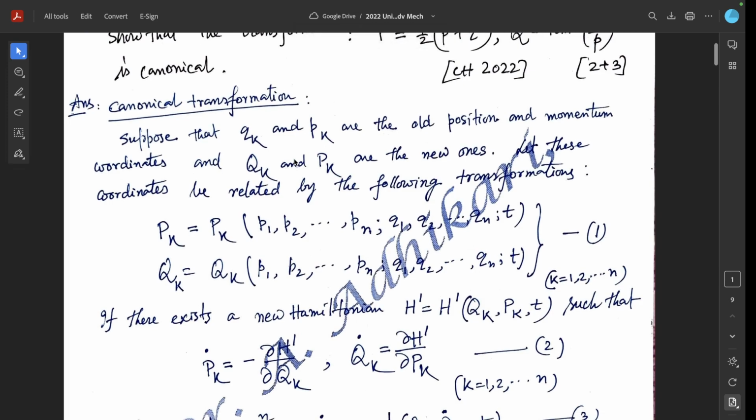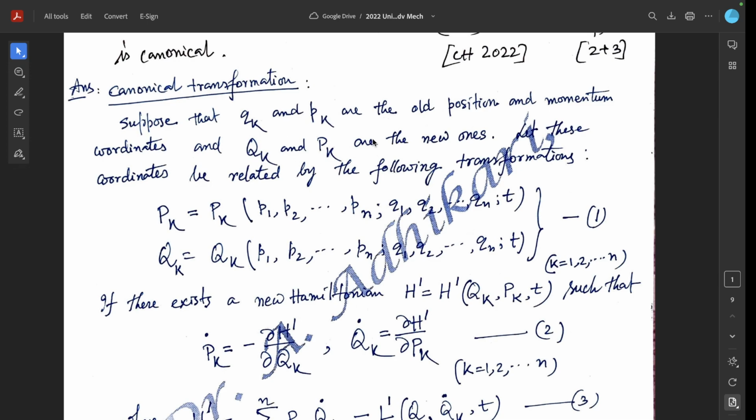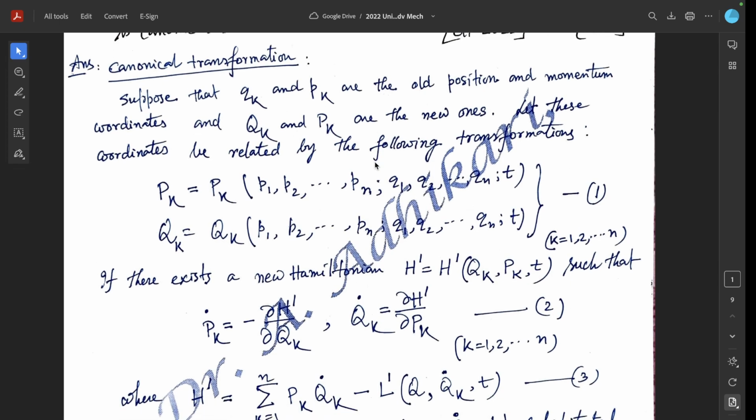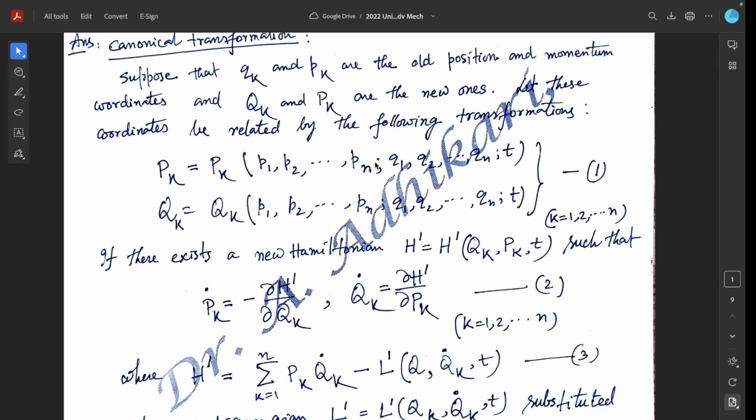Canonical transformation. Suppose that qk and pk are the old position and momentum coordinates, and capital Qk and capital Pk are the new positions and momenta. Let these coordinates be related by the following transformations: capital Pk is a function of p1, p2, ..., pn, q1, q2, ..., qn and time t, and capital Qk is a function of p1, p2, ..., pn, q1, q2, ..., qn, t.